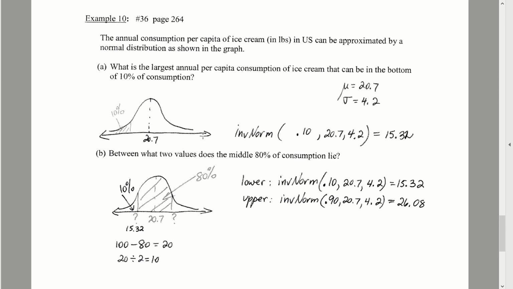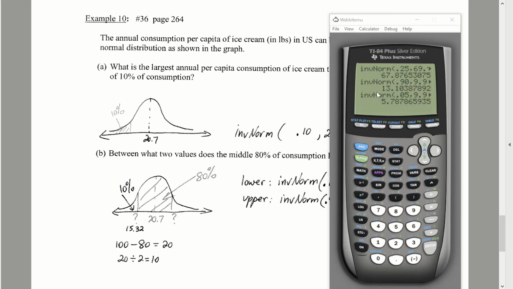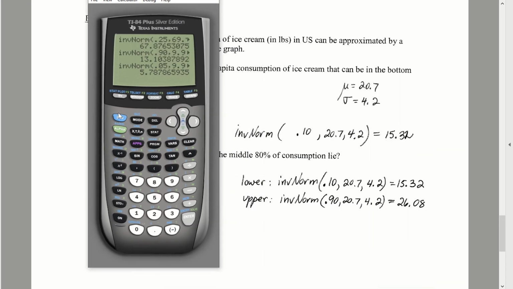Here's our normal distribution. The mean would have been quoted to us as 20.7, that should have been on there. And we want to be in the bottom 10%, so we're going to be somewhere over here to the left. We want to find that X score. To find that X score, we can use the inverse norm. Second distribution. Go down to inverse norm. The bottom 10% would have a cumulative area of 0.10.